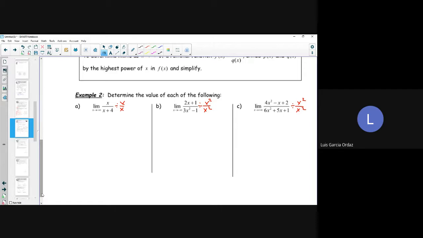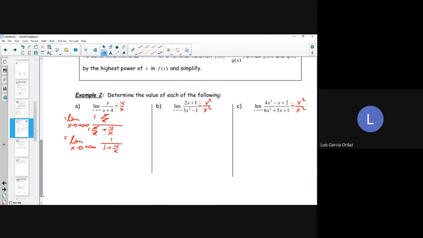So we can rewrite this as the limit as x approaches positive infinity of x over x divided by x over x plus 4 over x. And as you can see, these cross out to give me 1, and these cross out to give me 1. So I get the limit as x approaches positive infinity of 1 over 1 plus 4 over x.